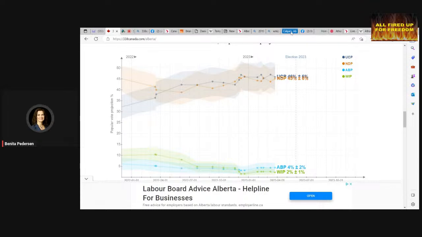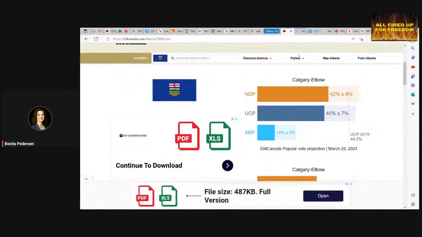Now, let's talk for a few moments about the risk of vote splitting. I'd like to bring your attention for a moment to a constituency called Calgary Elbow. As you can see at this moment in the polls, the NDP is leading slightly at 42%. The United Conservative Party, according to these polls, reads 40%. So it's pretty tight. It's a neck and neck race.